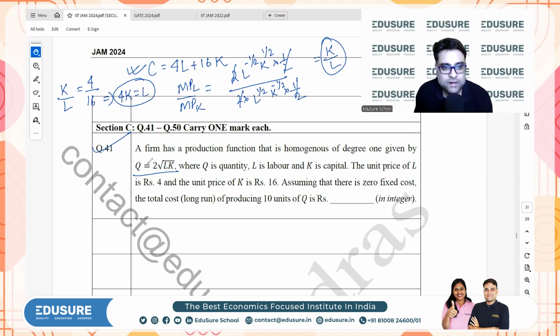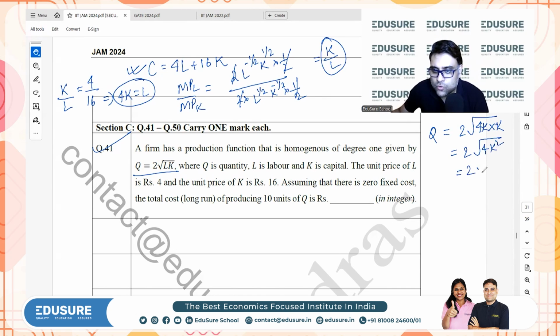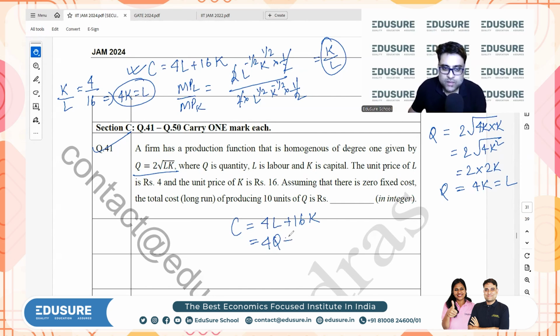Now 4K is equal to L, put it in the quantity 2 root L is 4K into K. So that basically gives me 2 root 4K square, 2 into 2K, or 4K. Q is equal to 4K and 4K is equal to L. That's my Q. Now my cost function is 4L plus 16K. Now L is Q, so 4L is 4Q. And 16K, 4K is Q, so 16K is 4Q. So this is 8Q.